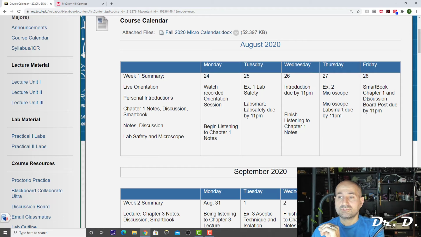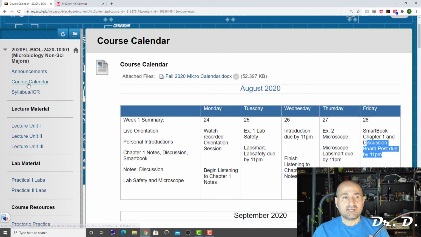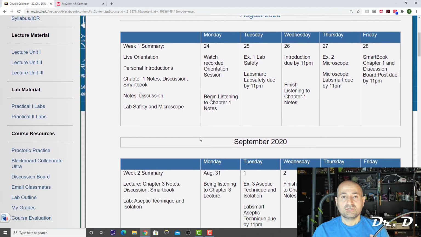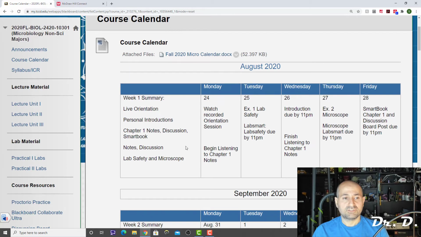And remember the Chapter 1 discussion board where you help each other with Chapter 1? You should also get that done. So each week you should get on here on your course calendar tab. And each week you should figure out, what do I need to be doing today? Am I up to speed with everything I'm doing today?